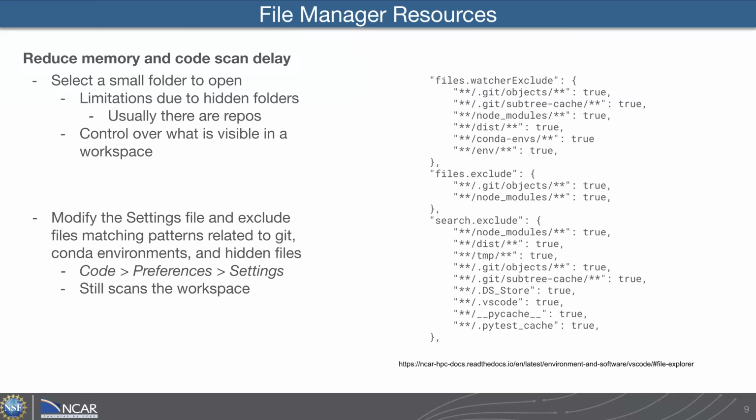And I kind of have a list here of these wildcard patterns that we've determined are pretty good at reducing the amount of files that are scanned when you open up a folder in VS Code. So I've got a link to the Read the Docs page here where you can copy that, and then you can enter this into just your settings file within VS Code. So it's the Code drop down into Preferences and then Settings. But as I mentioned, this is still going to scan the workspace. It just doesn't include this in some of the code autocompletes or querying for Copilot.